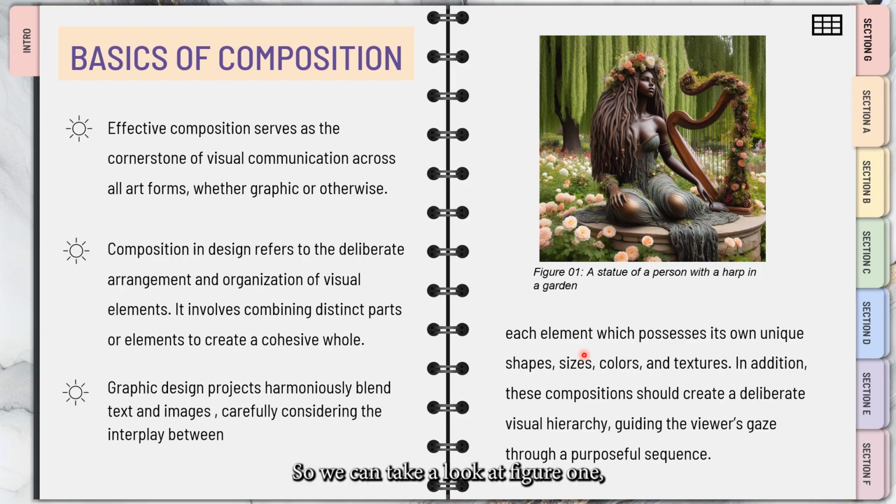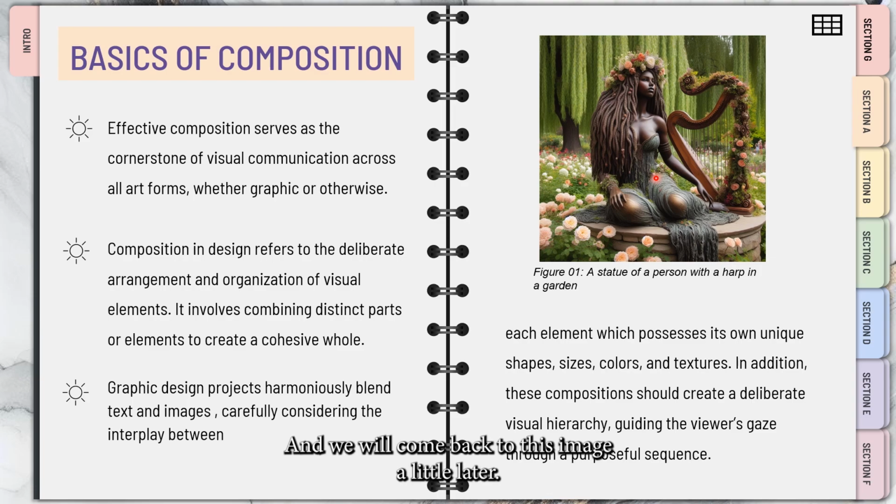So we're going to take a look at figure 1. Figure 1 is an image of a statue of a woman playing a harp in a garden. In this picture, I want you to think about all the types of design elements that you can find, and also all the types of design principles. And we will come back to this image a little later.